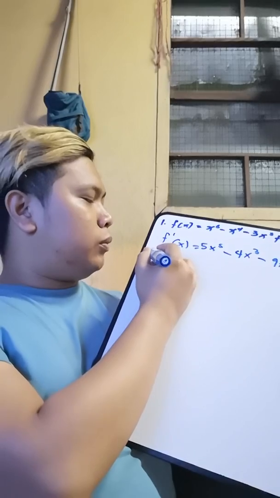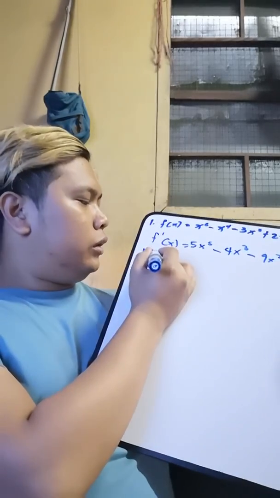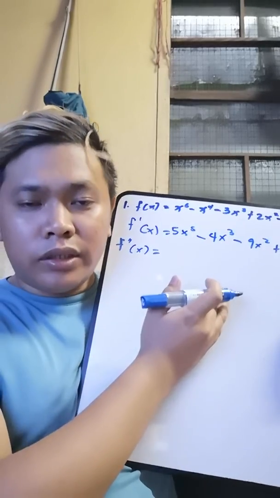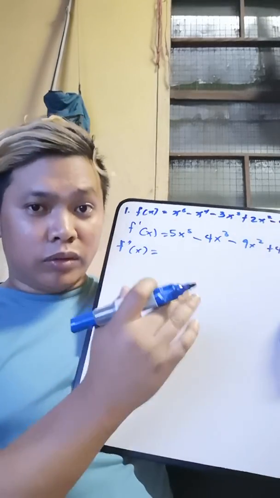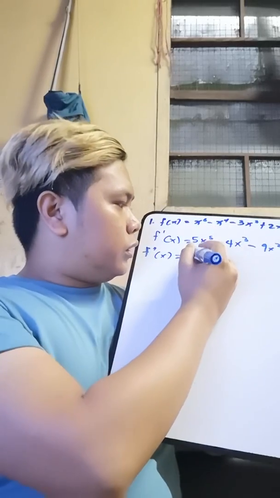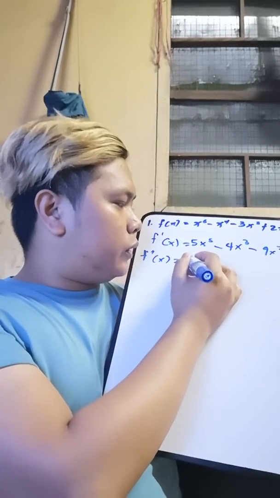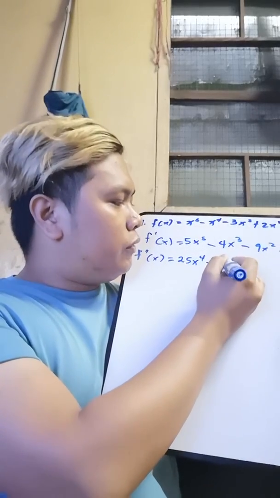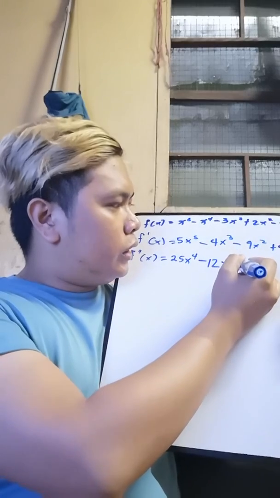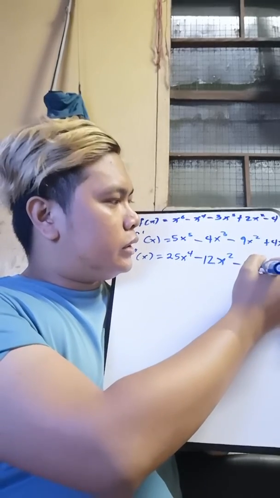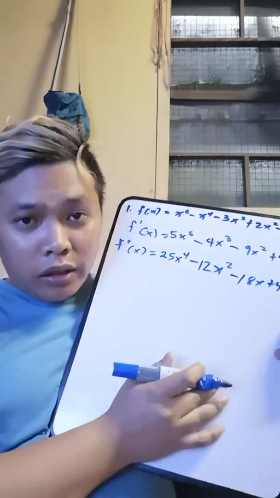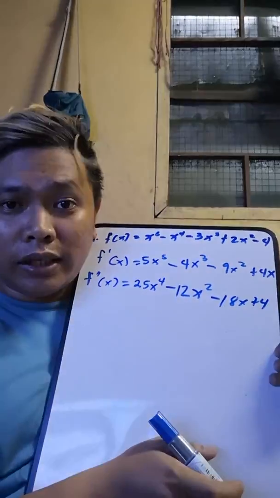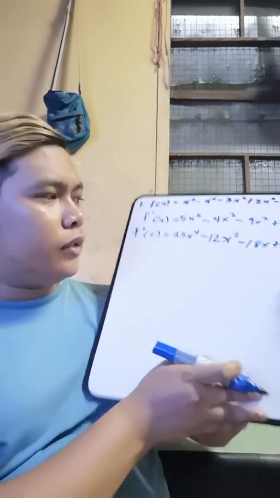If sinipag ka, gusto mo pang gawin yung second derivative, di try natin kunin yung second derivative. So, from the result, the first derivative, kukunin mo naman yung derivative. Yun yung second derivative. So, ang derivative ng 5x to the 5th is 25x to the 4th minus 12x squared minus 18x plus 4. Remember, ang ginagawa ko lang, nagpa-power rule lang ako. I already discussed this before. Okay? Power rule.